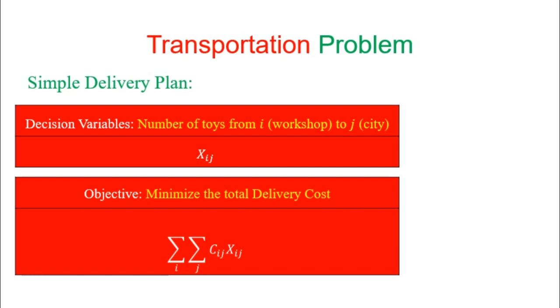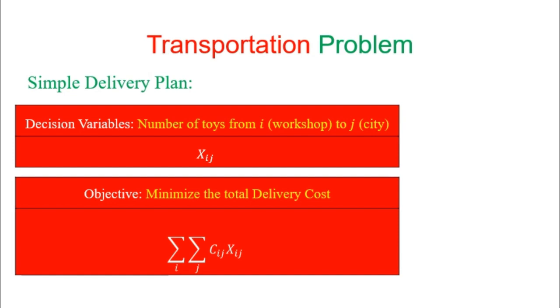Okay, so the decision variable is your number of toys from your ith workshop or origin to jth city, to j destination, and hence it is represented as xij. So your first subscript i represents what? It represents the origin, the workshop, and the second subscript j represents the city or the destination. Okay, so if I say x12, that means the quantity of toys from origin 1 to destination 2. Okay.